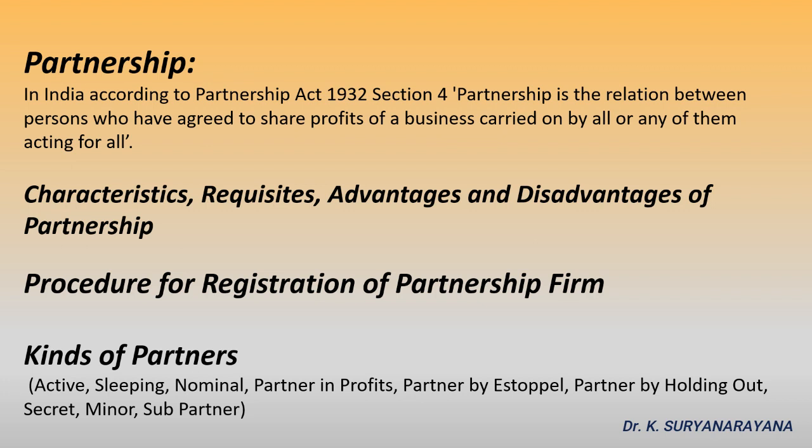An unregistered firm cannot claim adjustment of the amounts payable and receivable by the firm. Now, let us discuss the kinds of partners. Different partners are classified. We have active partner, sleeping partner, nominal partner, partner in profits, partner by estoppel, partner by holding out, secret partner, minor partner, sub partner.